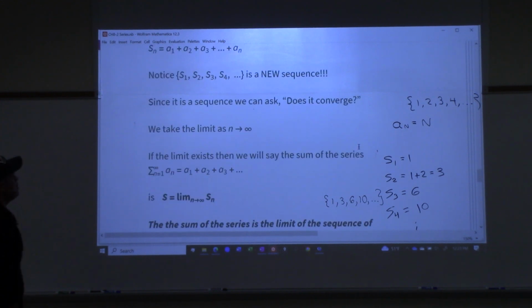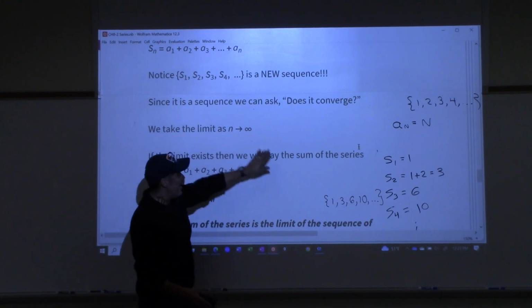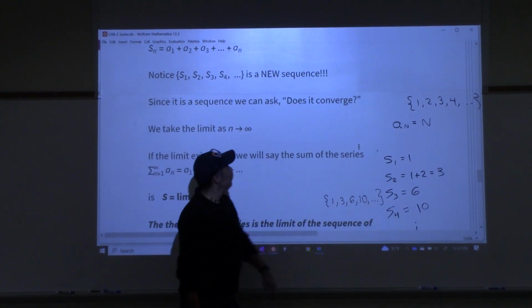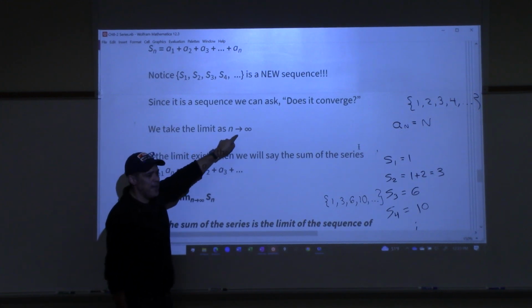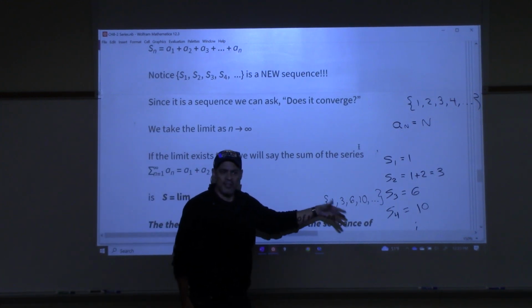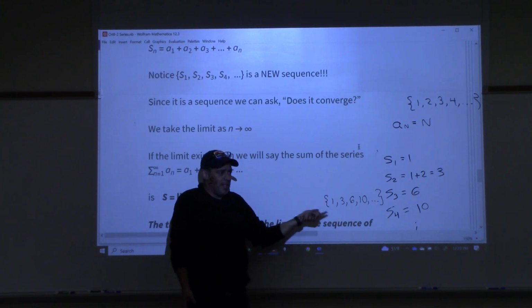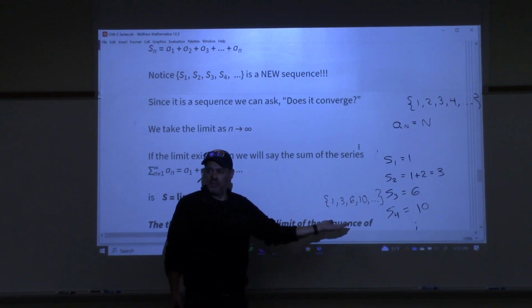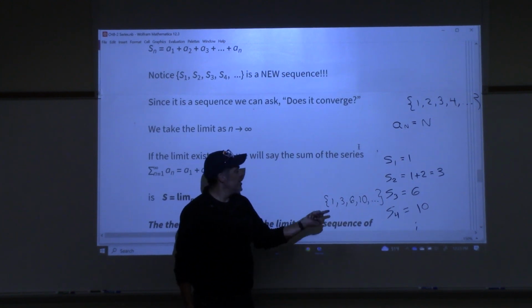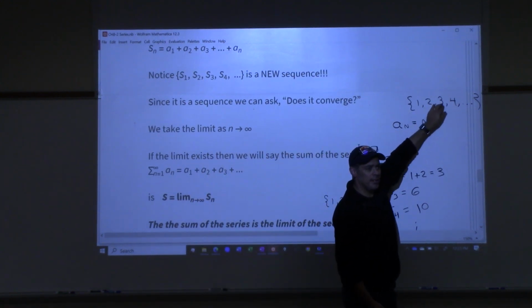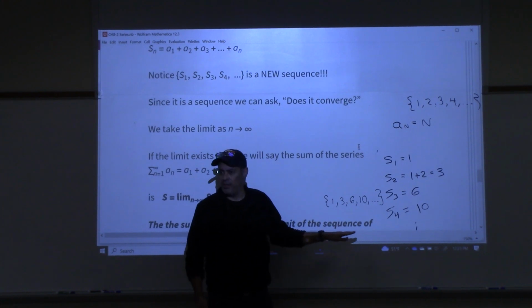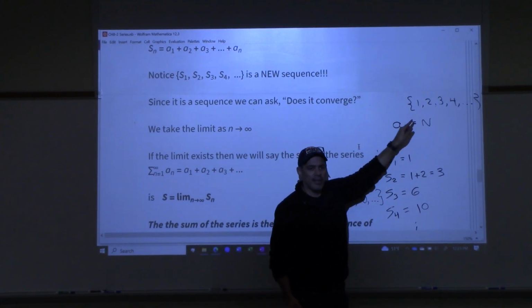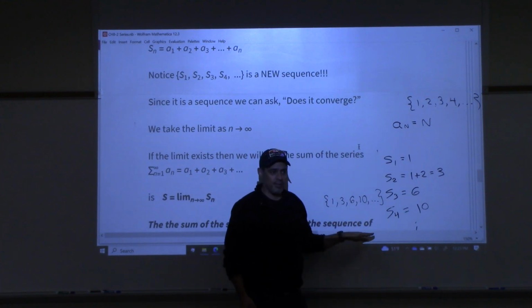All right, so the question becomes, this new sequence, does it converge or not? So what we will do is we will take the limit as n goes to infinity of this sequence. That's how we figure out if a sequence converges. Problem. We have a huge problem though. Do we have a formula for this sequence? Not generally. It's very difficult, generally, to start here and come up with a new formula for this.